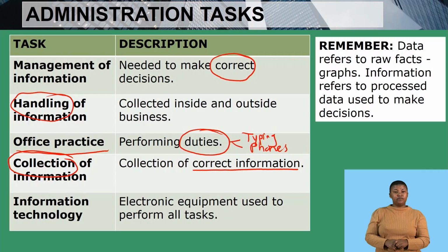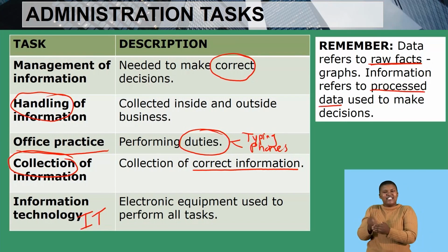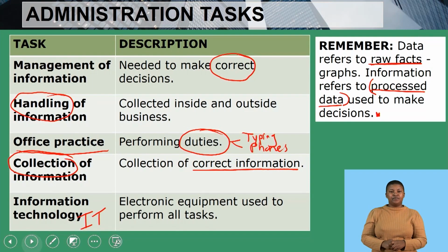The last task then is information technology, or maybe we all refer rather to IT. So that means it is the technology that administration uses to store all the information and also to process information from data to information. So remember, when we refer to data, we refer to raw facts, where information refers to processed data, and we use this processed data to make our decisions. So that, in a nutshell, is the responsibilities of our administration function.